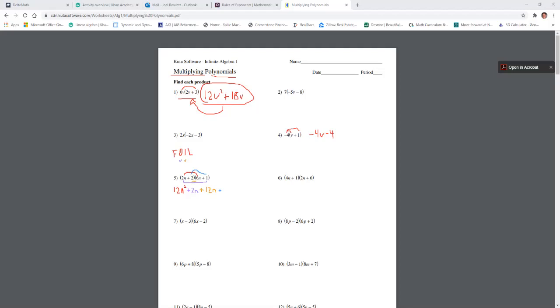Now, even though we are finished multiplying, we are not finished with the problem, because I can go back and add 2n plus 12n, and that would give me 14n, right? 2n plus 12n is 14n's. So the final answer is going to be 12n squared plus 14n plus 2. That will be our final solution there.